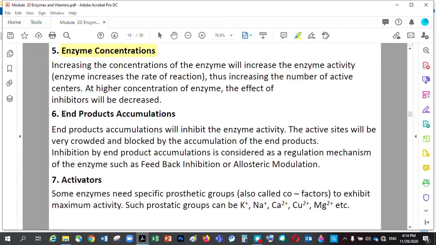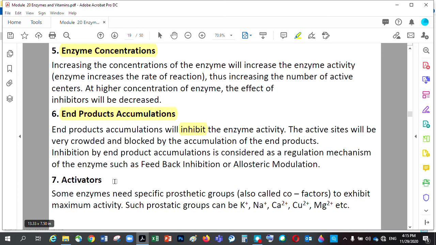They will have their optimum concentration we can work with. The end product accumulation, that's a big problem for activity. We like to see a lot of products coming out of a normal reaction, but with enzymes, this is not good. If you get too much accumulation of the products, that will act as inhibitors. It will inhibit the enzyme activity, and the active site will be crowded and blocked by the accumulation of the end products. That's the opposite of the chemistry outside the body. If we get more products, we get more profit. But here in the human body, we get into trouble with inhibitors, which reduce the efficiency and the activity of the enzyme, and that's what we want to avoid.